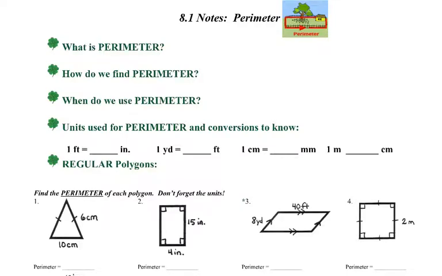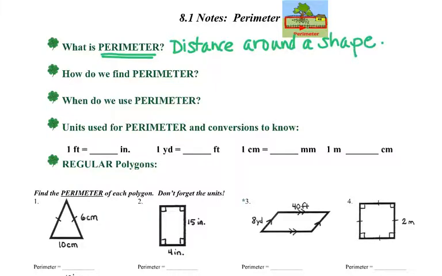New chapter. It's always so great to start a new chapter, isn't it? Especially when it's a word you know before, like perimeter. Do you know what perimeter is? Right. Perimeter is the distance around a shape.